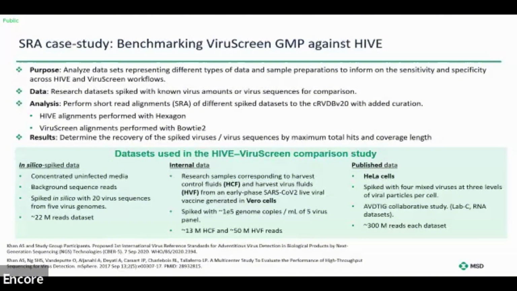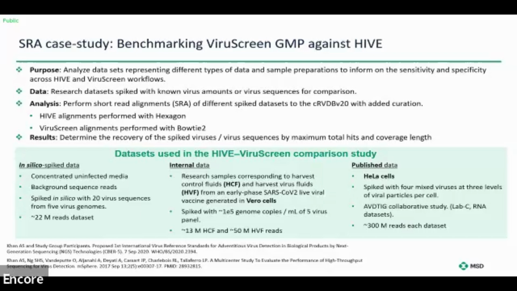So we have data sets that represent in silico spike data where we have 22 million reads of background media read sets. And then we've gone in and spiked in silico generated reads that are 10 paired end reads per virus for 5 viruses. So that's one data set we're using.